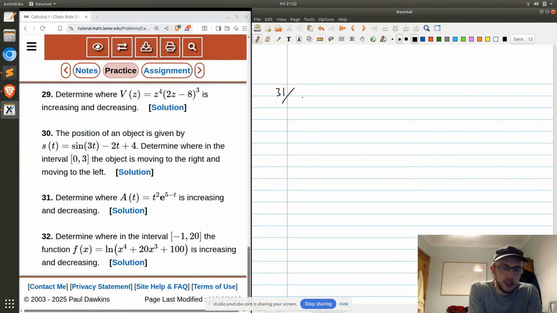Problem 31. Determine where A of t equals t squared times e to the 5 minus t is increasing or decreasing. So we must find A prime of t.